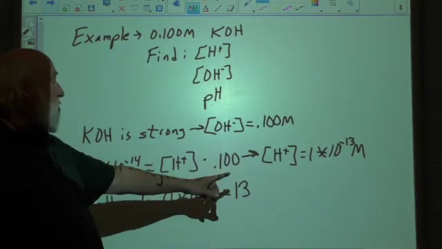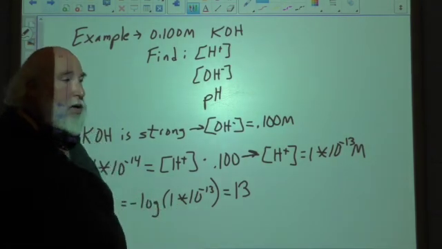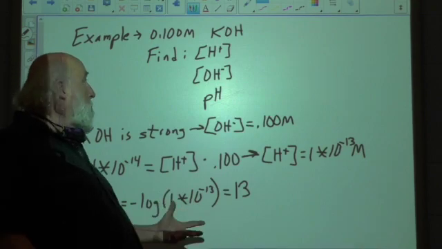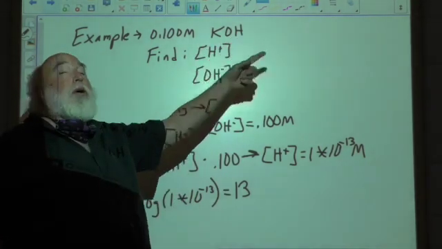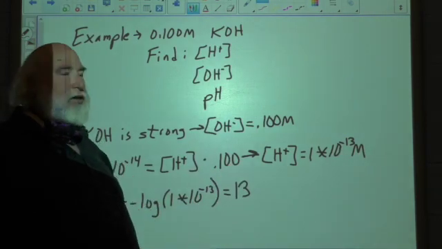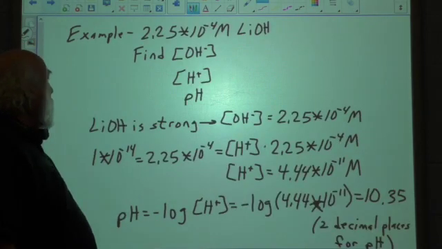And that makes sense because 13 is basic. It's greater than 7. If it had been less than 7, it would be an acidic solution. Greater than 7 is a basic solution. KOH, big OH on the end. Strong base, lots of hydroxides. All right, next one.